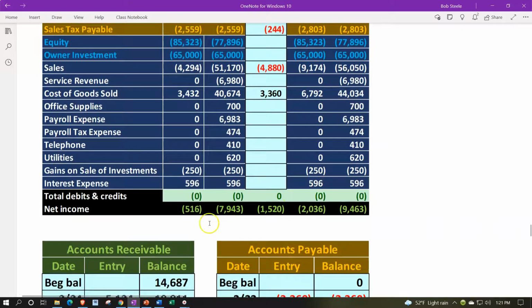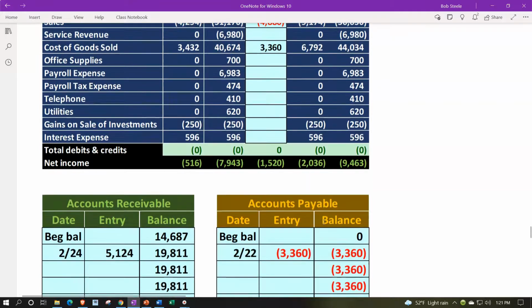If we look at the net income for just the month of February was at the 516. It goes up by the 4880 minus the 3360. Net impact on the net income by the 1520 to the 2036. The year-to-date net income was at 7,943, goes up by 1520 to 9463.